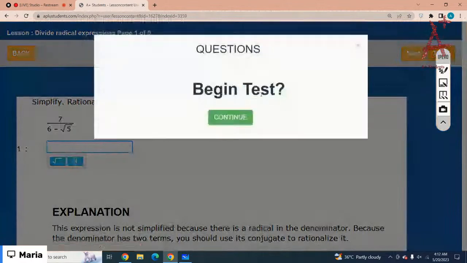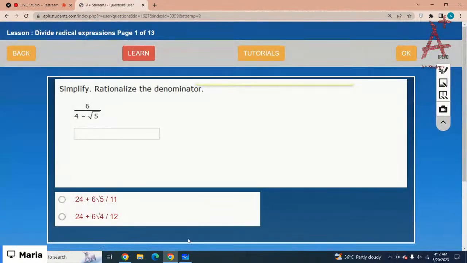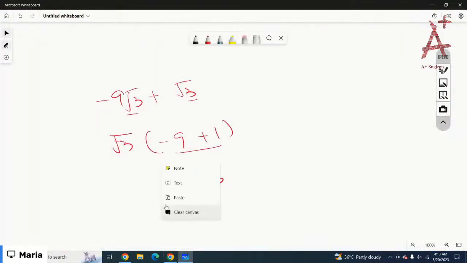Let's just start with the test question. Basically, you have to remove the square root from the denominator. That is what you have to do. Got it?